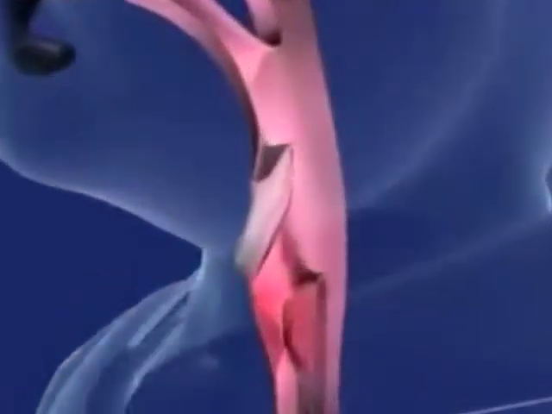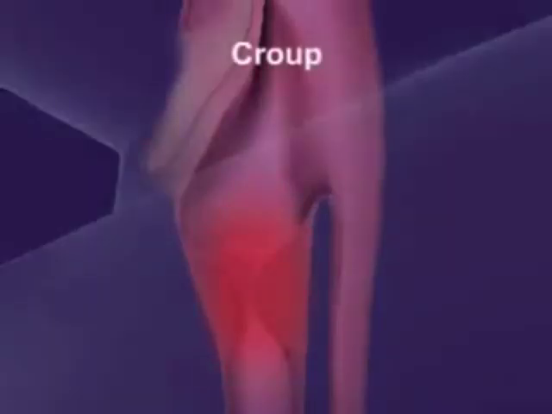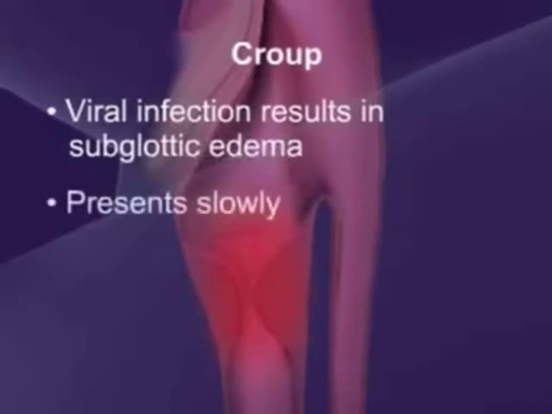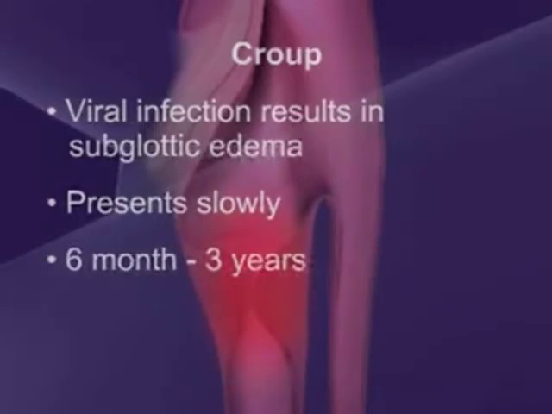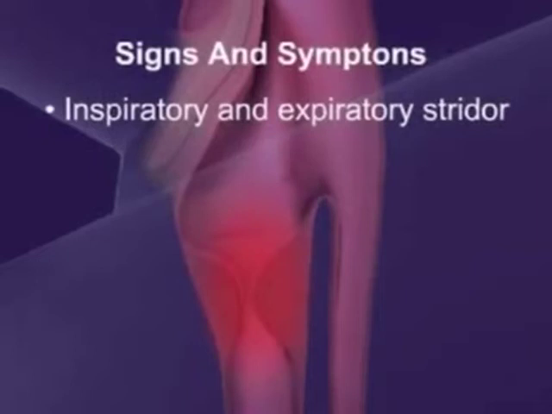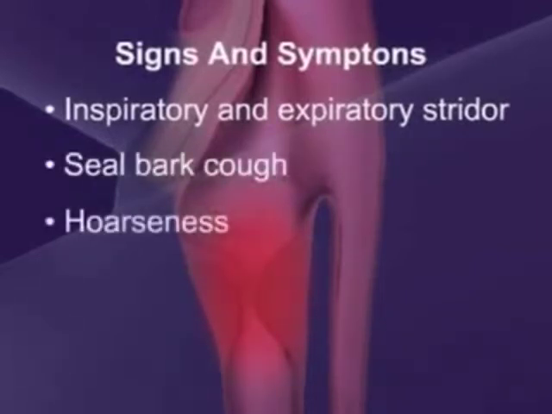Though similar, croup and epiglottitis have some distinct characteristics. Croup is a viral infection that results in subglottic edema. Croup usually presents slowly, often with a history of upper respiratory infection. More common in the 6-month to 3-year age group, signs and symptoms include inspiratory and expiratory stridor, a distinctive seal-bark cough, and hoarseness due to swelling of the vocal cords.